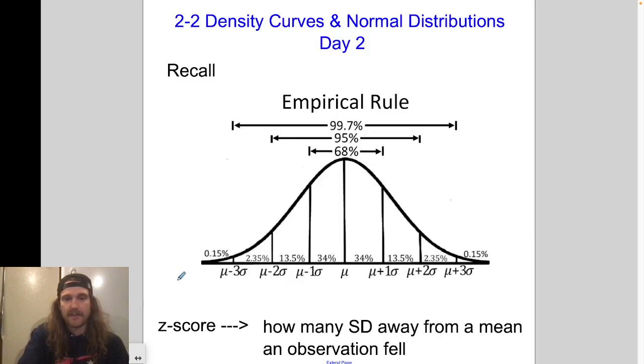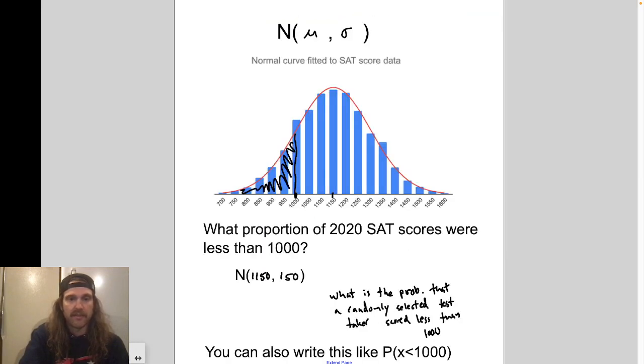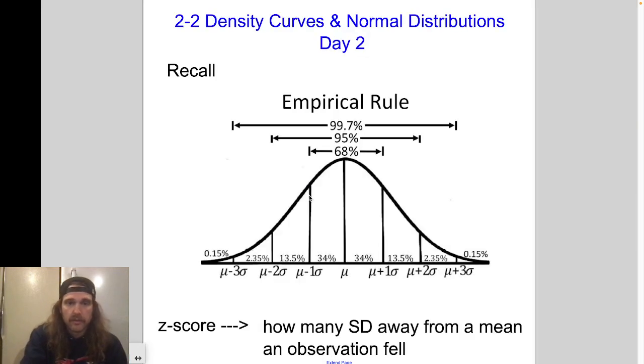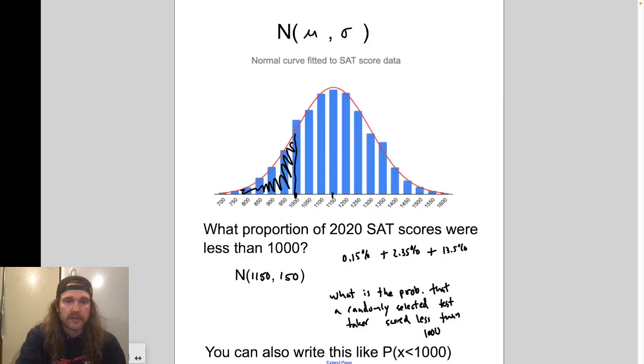Well, did we actually do the math? We did get 16%. And how I did that was I added up the empirical rule percentages: 0.15% plus 2.35%, which is 2.5, and then plus 13.5%. So I'm adding up these three regions here. Okay, I think I'm repeating myself, so let's move on.